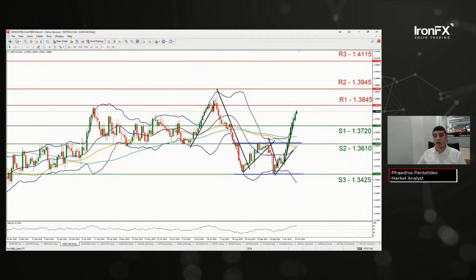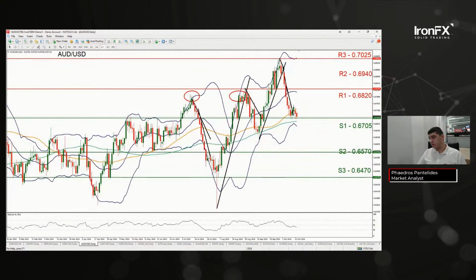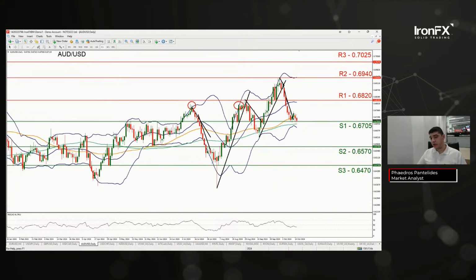But the technicals are bullish for USD CAD. For the Aussie, moving in a downward fashion, Aussie appears to be weakening against the US dollar. RSI at 40, testing S1. If it breaks below S1, we are maintaining our bearish outlook, taking aim for 0.6570.